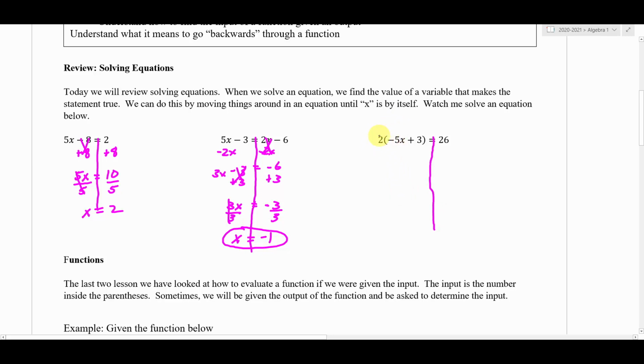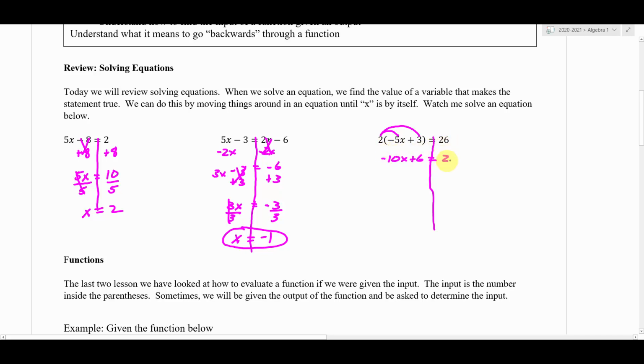When we see this situation, you might remember something called the distributive property, where we take this number on the outside of the parentheses and multiply everything inside the parentheses by that 2. So when I do 2 times -5x, I get -10x, and when I do 2 times 3, I get 6. And now the parentheses are gone. So that's how we get rid of it. We use the distributive property to get rid of those parentheses.